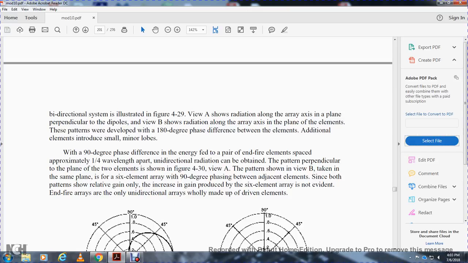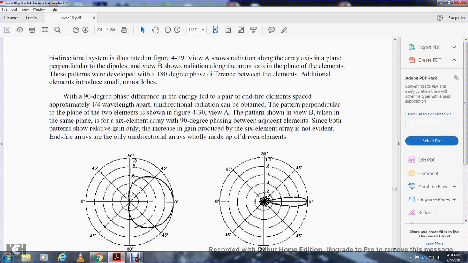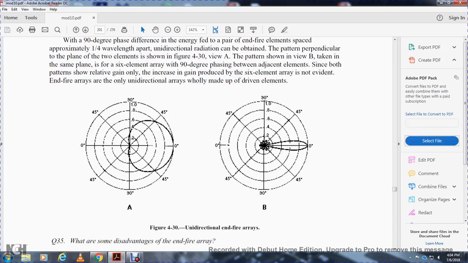Unidirectional radiation can be obtained with the pattern, particularly in the plane with the two elements shown in figure 430 view A. The pattern shown in view B is taken in the same plane with a six element array with 90 degree phase between the adjacent elements. Since both patterns show relatively similar gain, the increase in gain produced with the six element array is not evident. The end fire array is the only unidirectional way for arrays wholly made up of driven elements. Unidirectional end-fire arrays.